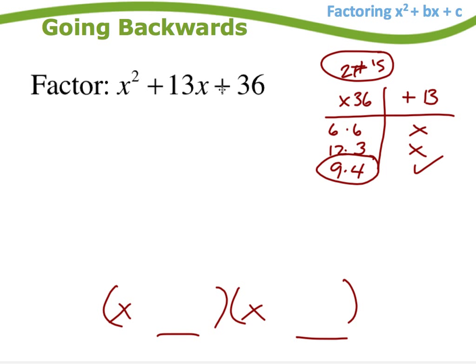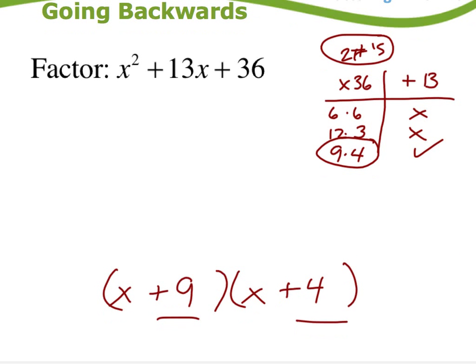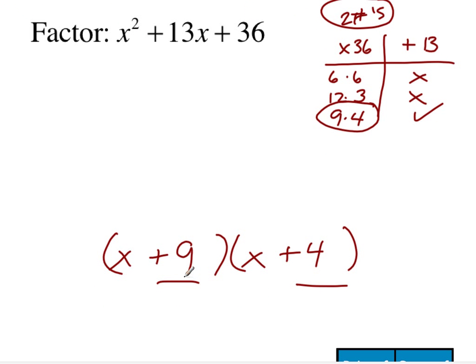So they need to multiply to a positive 36 and add to a positive 13. So what I can do is take these numbers and simply put them in here. A positive 9 and a positive 4 are the ones that I think will work. At this point I would always multiply and check to see if I get this answer.